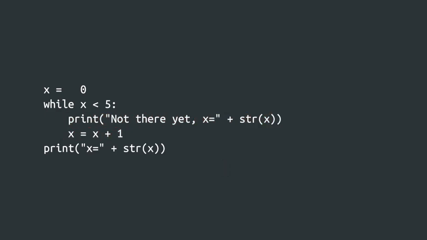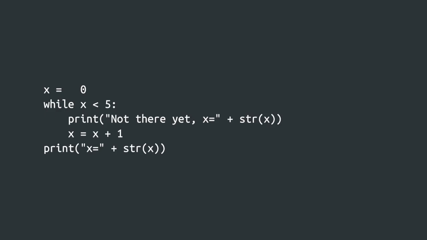The computer will keep doing this until the condition isn't true anymore. In this example, the condition will be false when x is no longer smaller than 5. Once the condition is false, the loop finishes and the next line is executed. And finally, the last line of our code prints the last value of x.